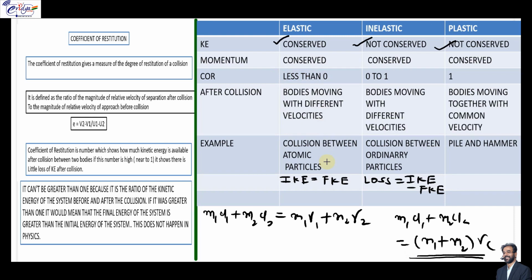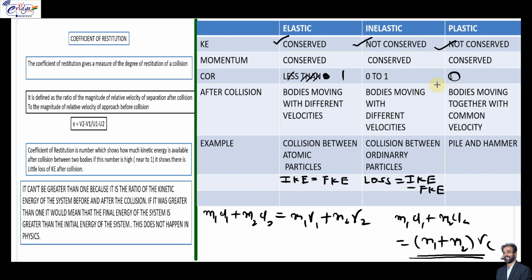So the coefficient of restitution here, I'm sorry for this, forget about this. You know that it is 1 for elastic, 0 to 1 for inelastic, and it is 0 in plastic collision. But what happens after collision? After collision, the bodies move with different velocities in elastic collision, and the same story in inelastic collision also. Bodies move with different velocities, maybe in the same direction, maybe in the opposite direction. But in plastic collision, the bodies move together with a common velocity.